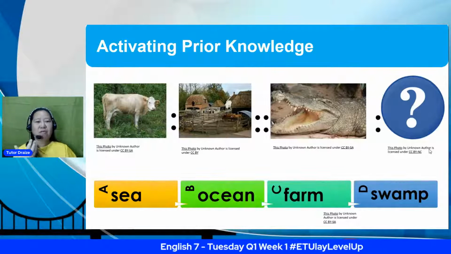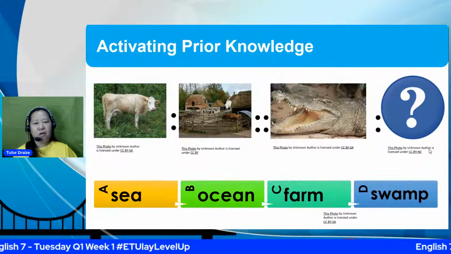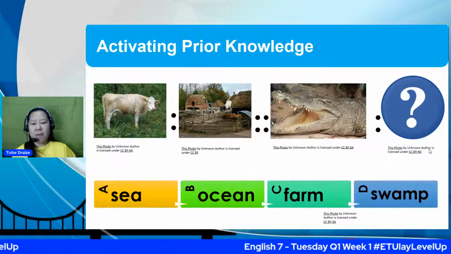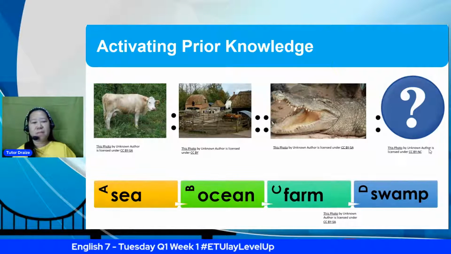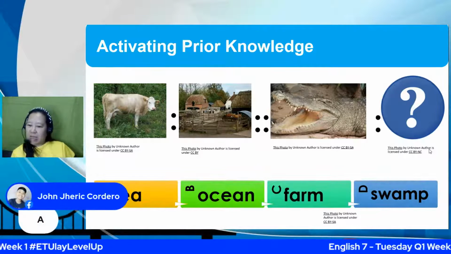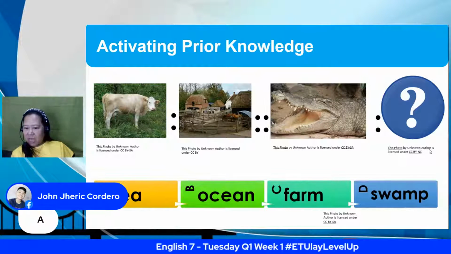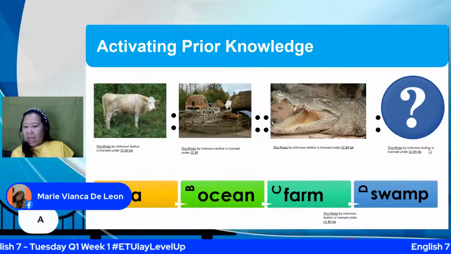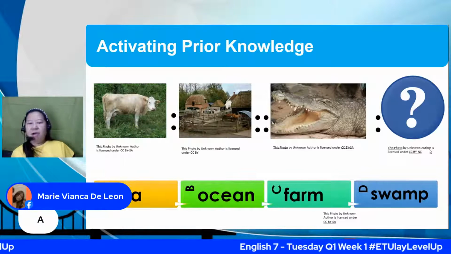We have a cow, we have a farm, we have a crocodile, and then what is the question mark for? Is it A, a zoo, B, an ocean, C, a farm, or D, a swamp? Okay. What is your answer for number three? A, B, C, or D? We are having answers now here. Carlo is saying A, Irish is A also, Trisha is a D, and then we have Guzman Sofia, D also. Okay, let us check.